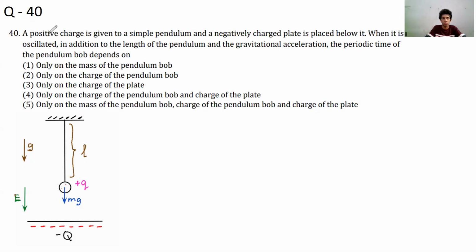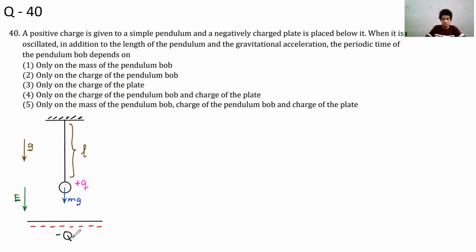Question number 40. A positive charge is given to a simple pendulum and a negatively charged plate is placed below it. When it is oscillated, in addition to the length of the pendulum and the gravitational acceleration, the periodic time of the pendulum bob depends on. So this is the pendulum bob, and the length of the pendulum is L, the mass of the pendulum bob is m, and the gravitational acceleration is g. Therefore, the weight of the pendulum bob is mg. Let's take the charge given to the pendulum bob as plus q. And this is the negatively charged plate.